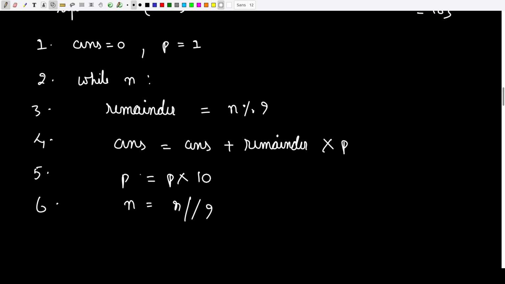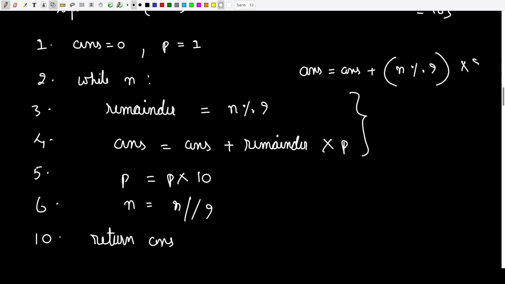And in this way, we will be able to get our answer, and towards the end, all we have to do is return answer. Folks, just one minor optimization. We don't have to really do it in 2 steps. What we can do is write answer equals answer plus n modulo 9 into p, which is essentially the same thing as what we are doing over here. So that's the pseudocode, folks.